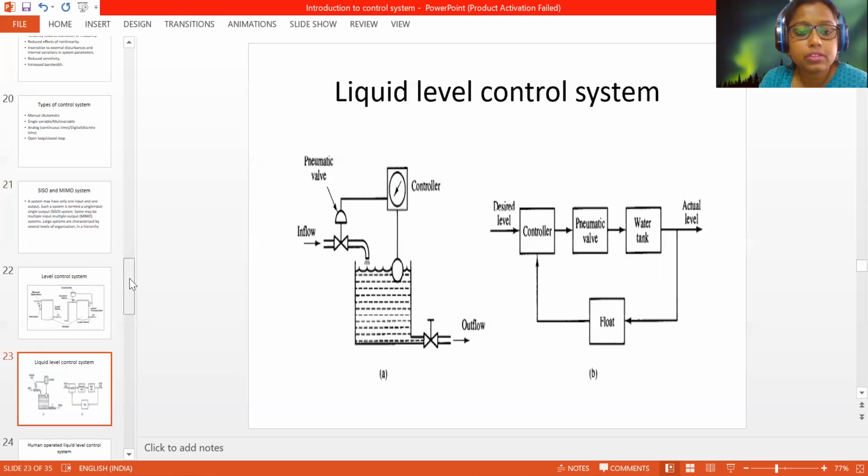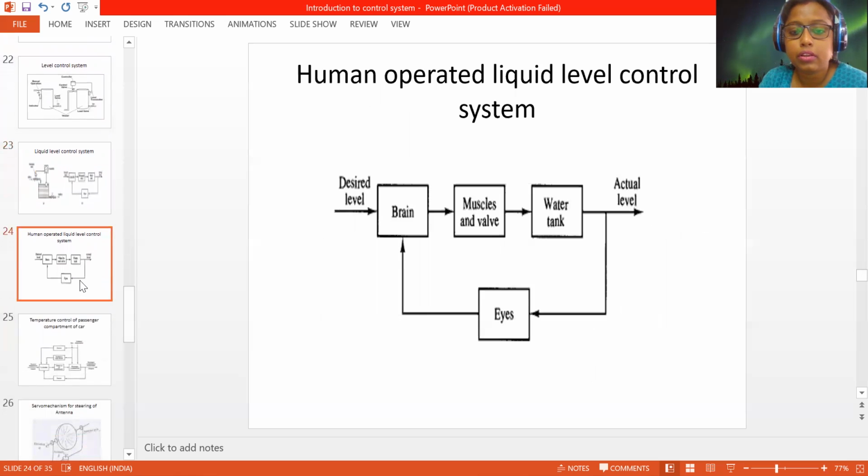This is the same as the previous one: a human operated liquid level system, where the brain is acting as the controller, the brain of the person who is handling the control valve. So the brain of that person is operating as the controller. His muscles or his hands act as the control valve or the final control element, which will open or close the valve of the water tank. So the water tank is the process, and the level of that water tank will be the variable to be controlled.